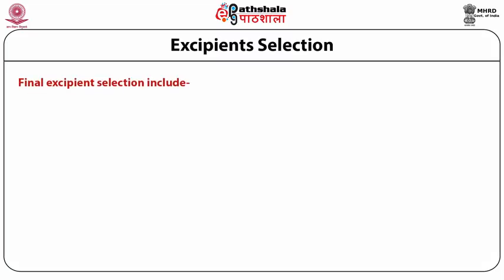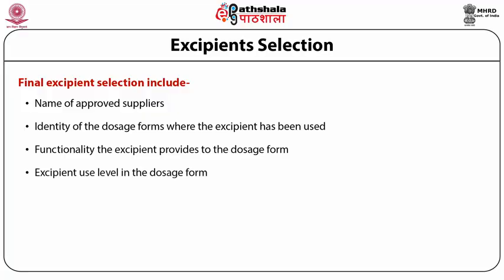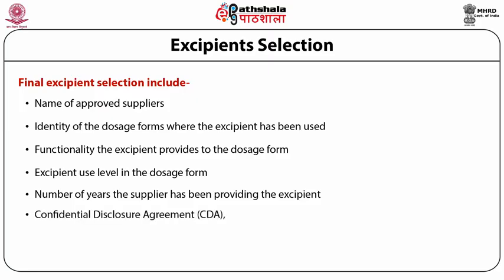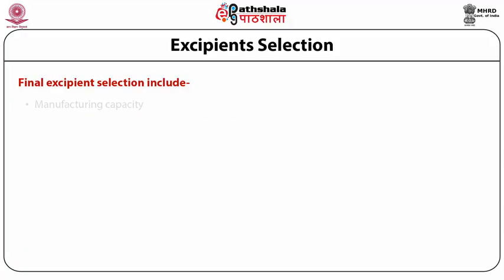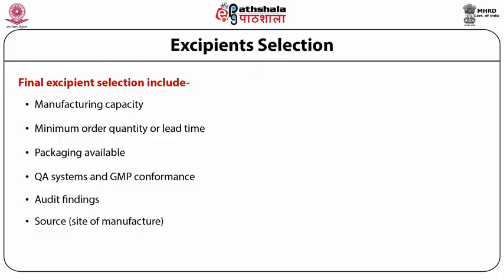Final excipient selection should include name of approved suppliers, identity of the dosage forms where the excipient has been used, functionality the excipient provides to the dosage form, excipient use level in the dosage form, number of years the supplier has been providing the excipient, confidential disclosure agreement, price, manufacturing capacity, minimum order quantity or lead time, packaging available, quality assurance system and GMP conformance, audit findings, and source, that is site of manufacture.